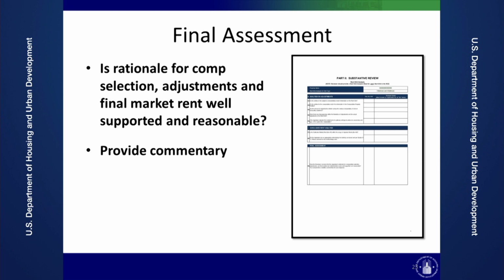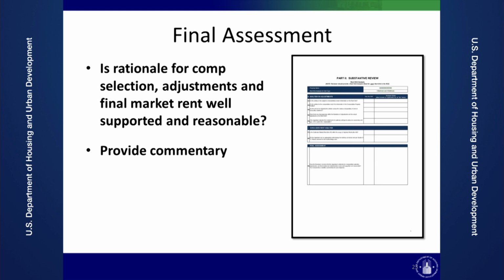The final assessment is that large block at the bottom of this form on the screen here that says, does the reviewer conclude that the rationale for the comp selection, the adjustments, and the final market rent, are they supported and are they reasonable? It's a long question, but again, it's kind of a yes-no answer. However, in addition to being a yes-no answer, the reviewer's got to provide commentary, provide a statement to follow up the yes or no.